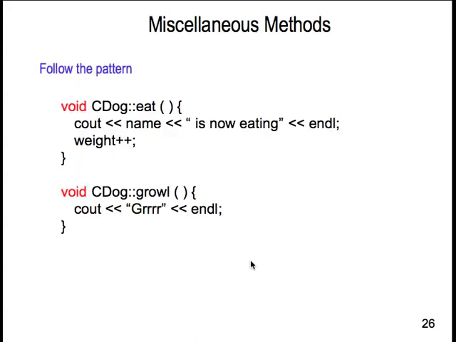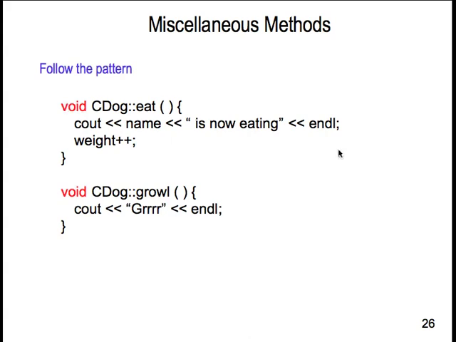And so now we're going to follow the same pattern as we did with the constructor. We're going to call these void in terms of their return type, because these are nothing more than functions, although we're calling them methods now. So inside of the CDog class, we're writing void CDog, then using the same scope resolution operator as before, and we're saying eat.